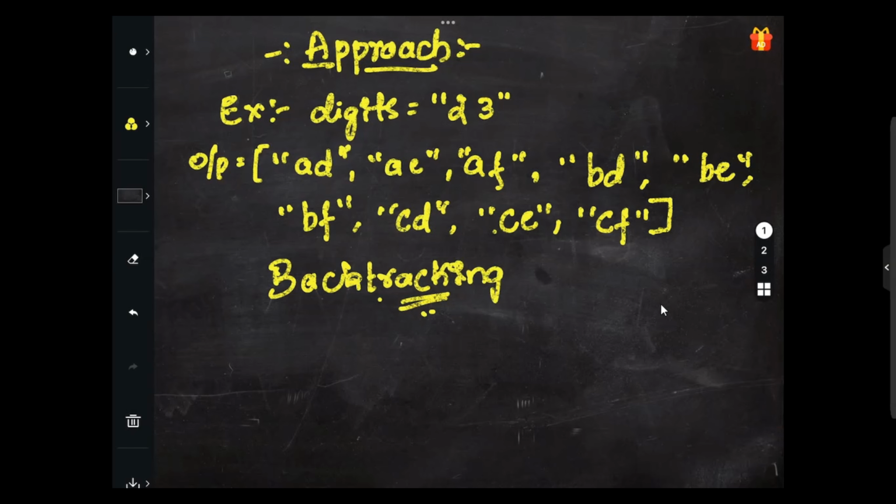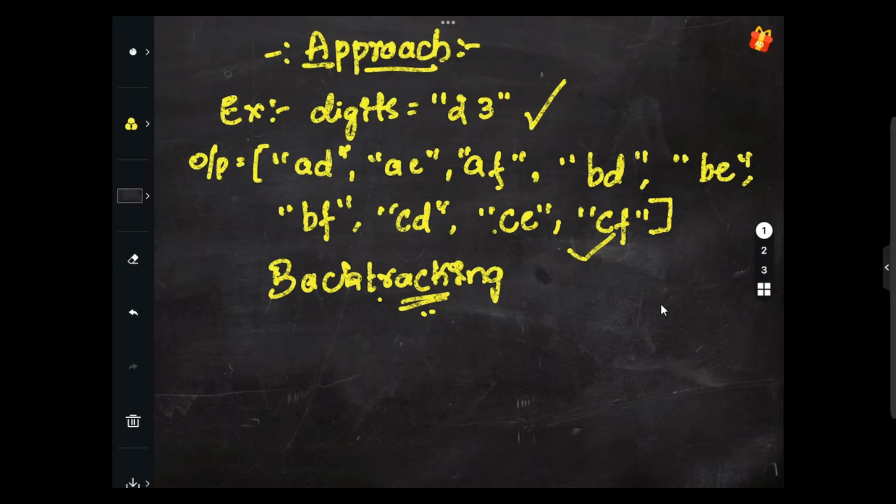Let's discuss the approach step by step. Let's break down this approach by considering the first example that they have given in the problem. This is what they have given, so the output should be this one. First thing is, we'll be making use of backtracking in this case.